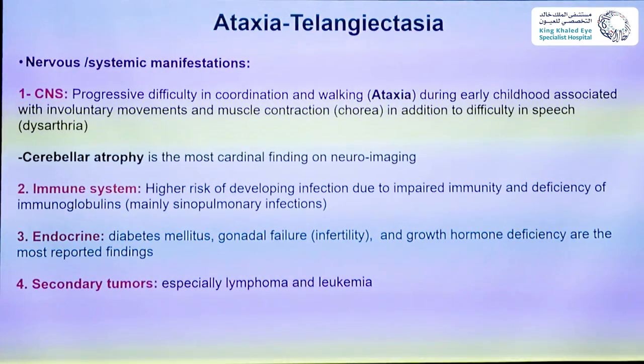Regarding the nervous system manifestation, the thing that I want you to remember is cerebellar atrophy, because they ask about that a lot. This is the characteristic finding that can happen in patients with ataxia telangiectasia. As we know, the immune system is compromised and you don't have production of immunoglobulin, so these patients are at risk of infection. Endocrine manifestations have also been reported, including diabetes mellitus, gonadal failure, and growth hormone deficiency, and secondary tumors, as we said, especially lymphoma and leukemia, because these cells have gone crazy and are not following the rules of cell division and are dividing without any control.